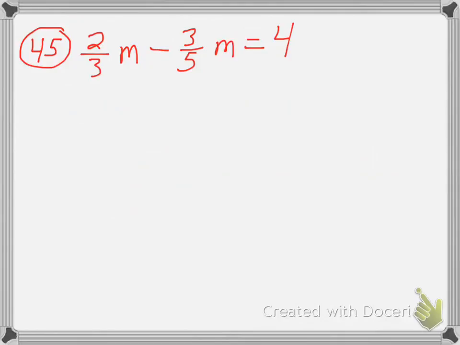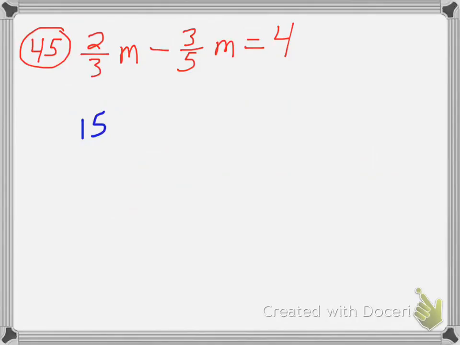The next problem we'll do will be number 45. In this one we are working with fractions in our variables. So now we have 2/3 m minus 3/5 m. I have like terms, two m's that I need to combine. In order to combine them, since they have fractions as their coefficients, I have to have a common denominator. Since it's 5 and 3, my common denominator would be 15.